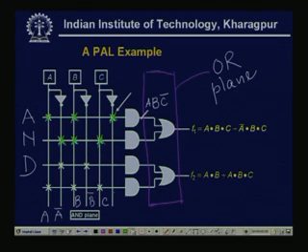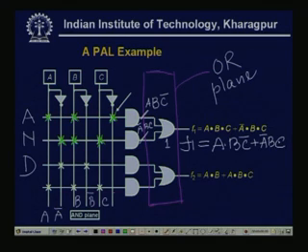So the output of the second AND gate is A bar, B, C. Then these are the two inputs of the first OR gate. This is A, B, C bar, so this is nothing but F1 equals A, B, C bar plus A bar, B, C.